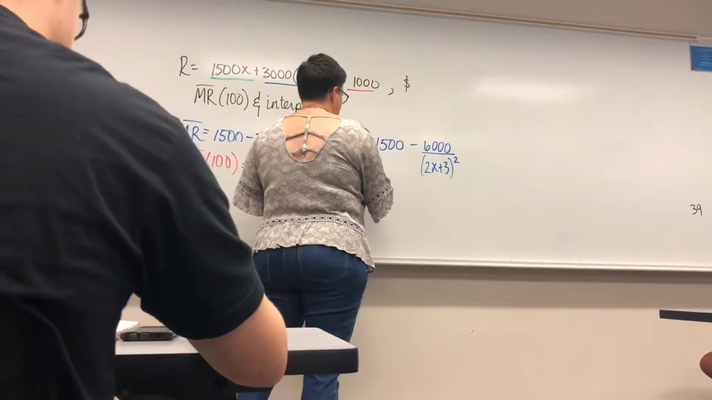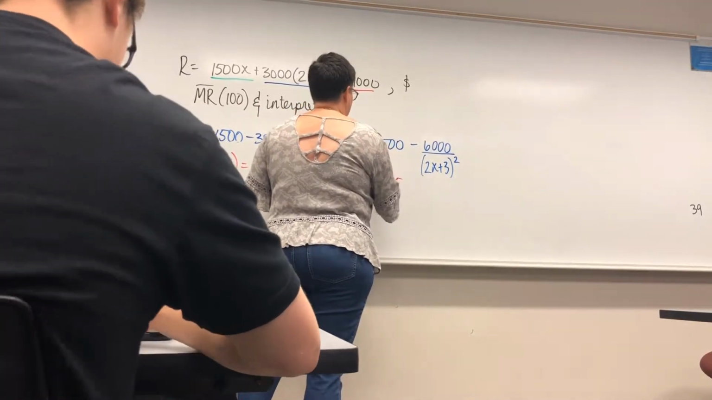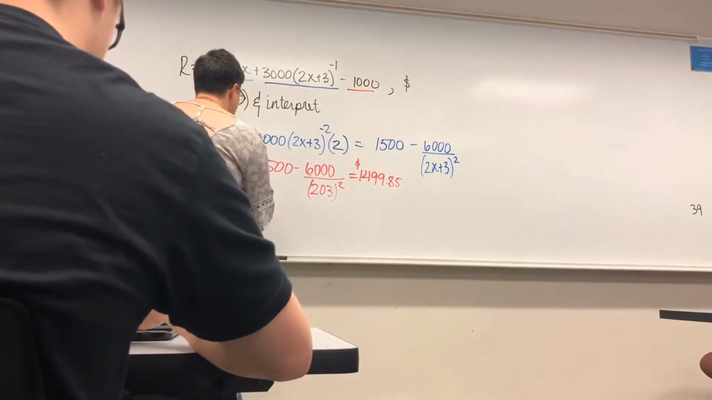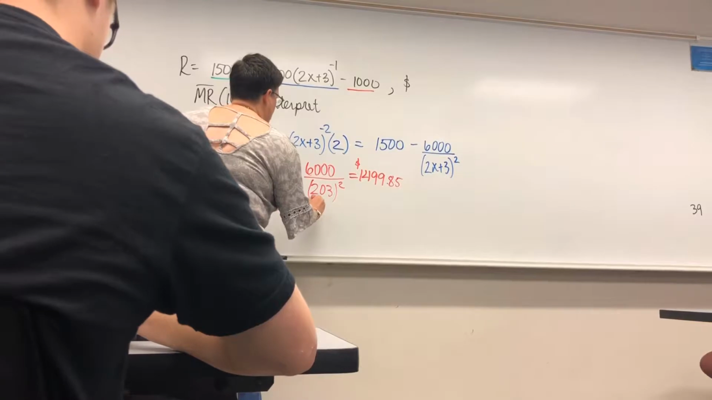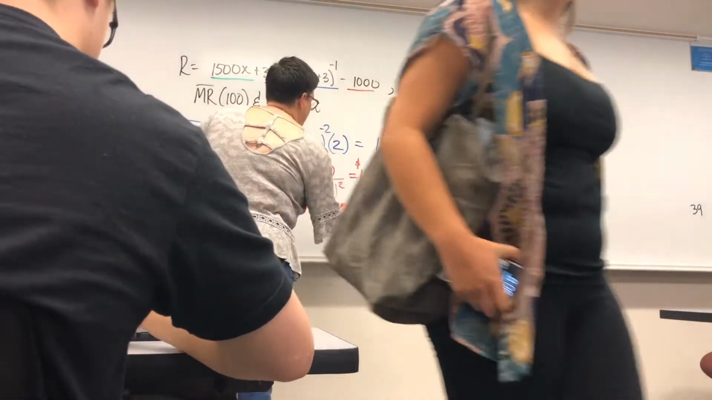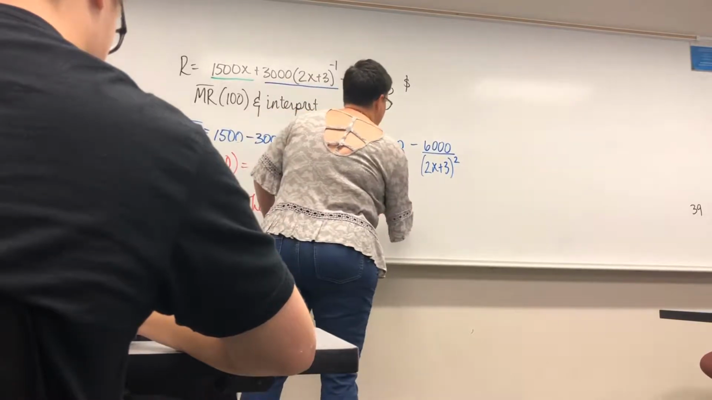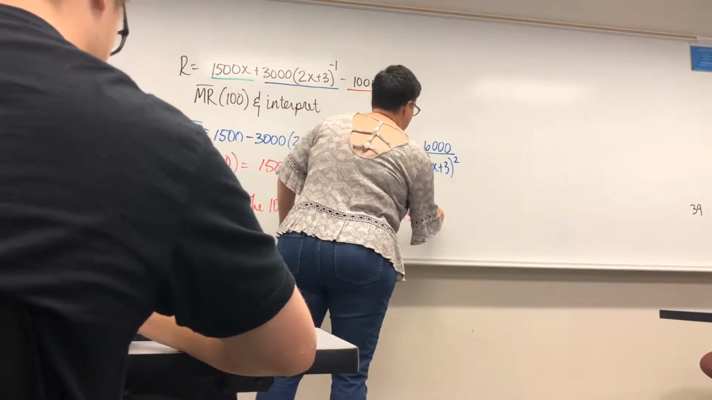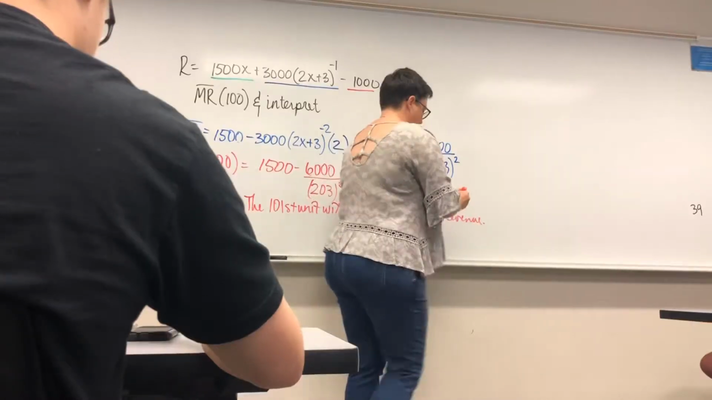1,499.85. So we're saying the 101st unit will bring in approximately $1,500. Okay.